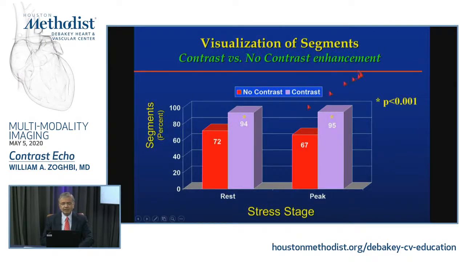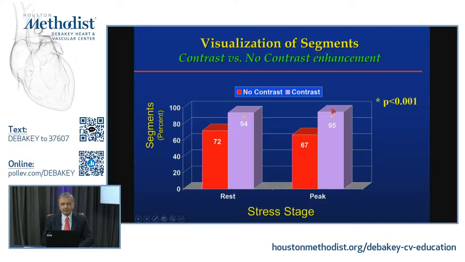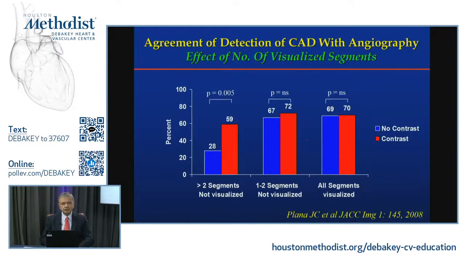Notice a few things. Visualization of segments, non-contrast versus contrast: better at rest, and it continues to be good during stress. And we know that with stress, you have some decrement in visualization, right? Watch here. Agreement with coronary disease by angiography. If you have more than two segments that are not visualized, the agreement with angiography without contrast is really poor. There's a lot of guessing game. Now, if you have one or two segments or all segments are visualized, the agreement is actually quite decent. And this is for coronary angiography.